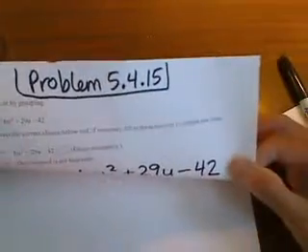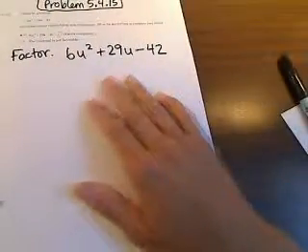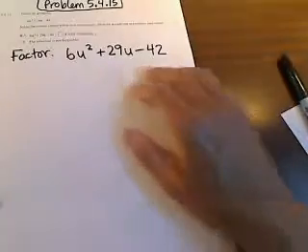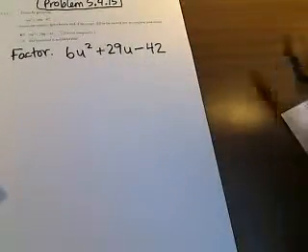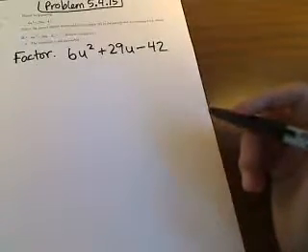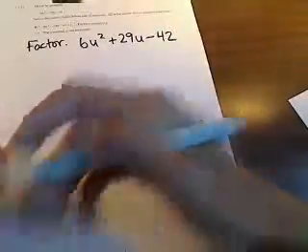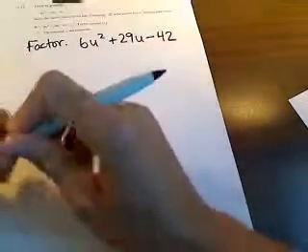Okay, so this is problem 5.4.15. And we're asked to factor, and we have 6u squared plus 29u minus 42. And they asked to factor by grouping, which essentially means using the AC method. And I'm going to show both methods for factoring here. So we have two different methods that we can factor this by.